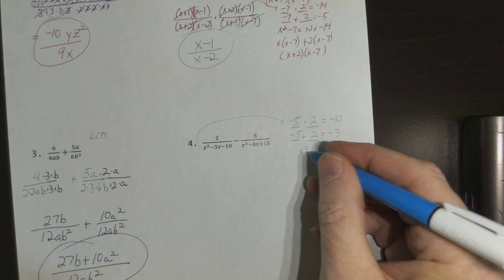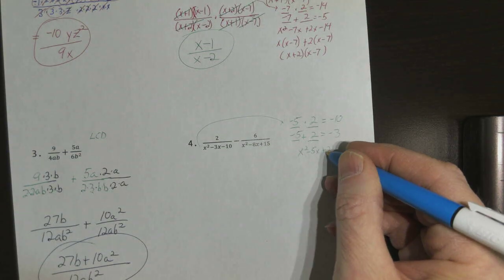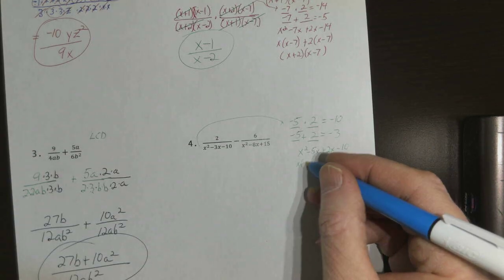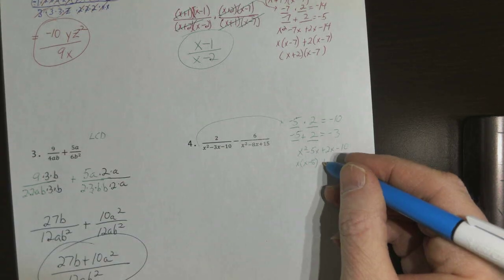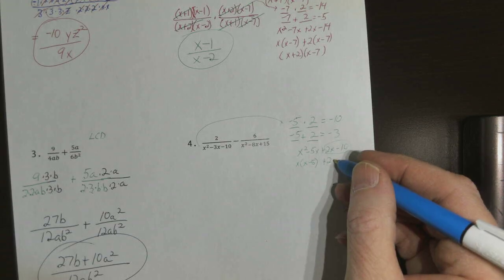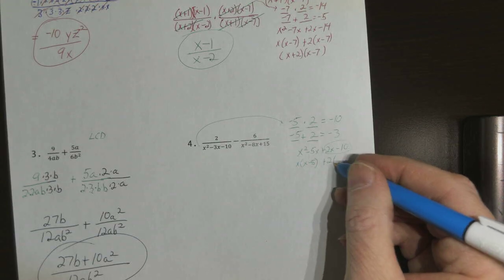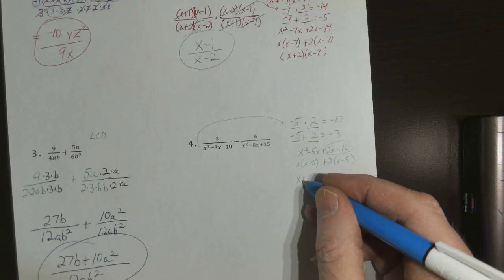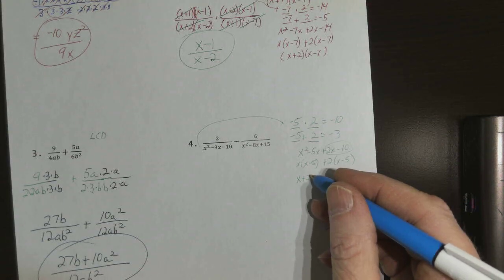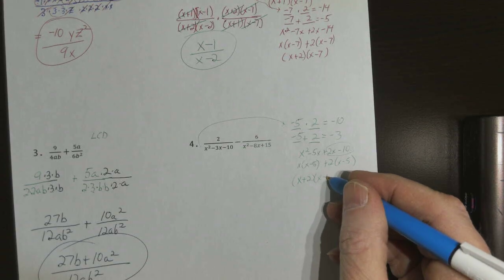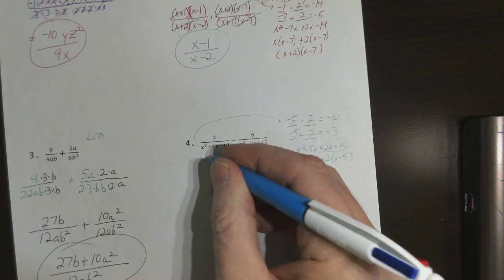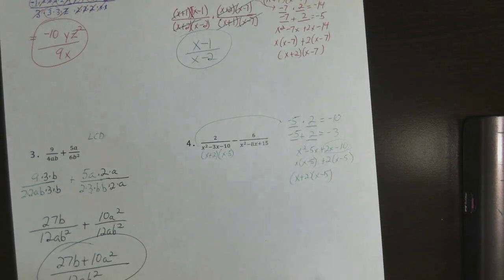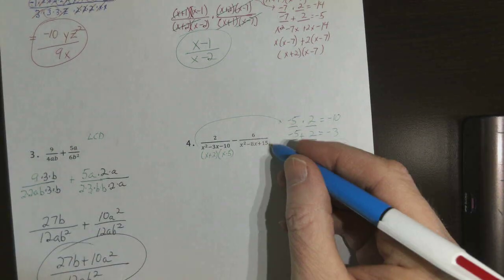So x squared minus 5x plus 2x minus 10. That's x times x minus 5 plus 2. Looking at these two, they both have 2 and x minus 5 there. So I'm going to go x plus 2 times x minus 5. Just write that underneath so I don't forget it later.